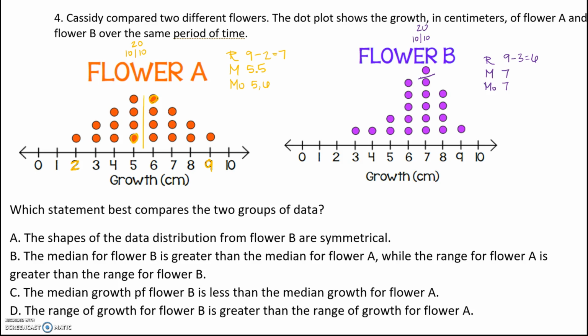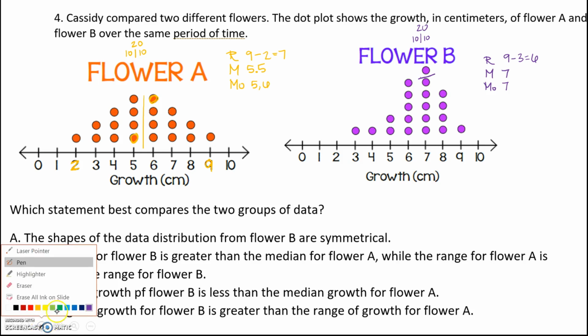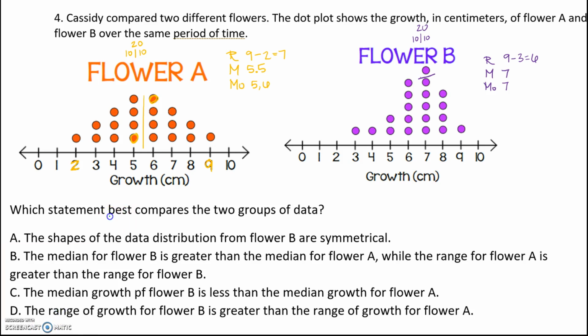All right, so let's see. It says which statement best compares the two groups. So we are looking for the best statement that compares the two. So this one here says the shape of the data distribution for flower B is symmetrical. So remember, symmetrical means that it looks the same on both sides. So it's like a mirror image.